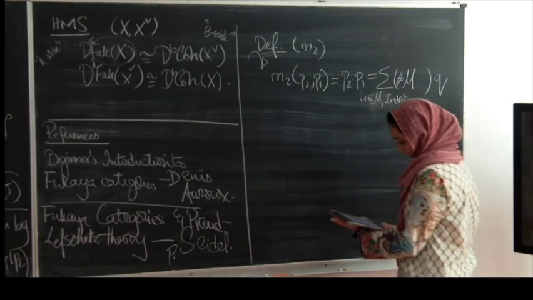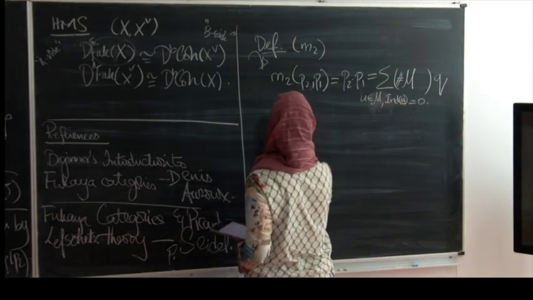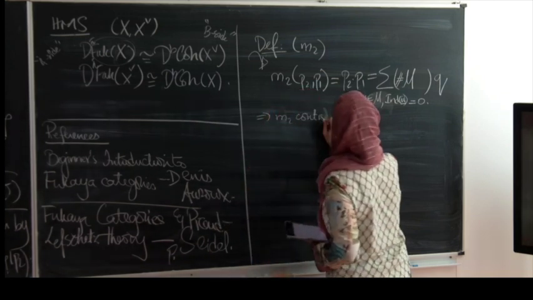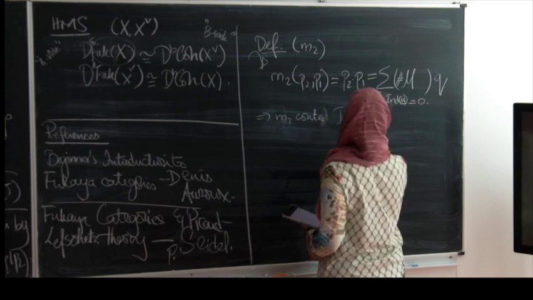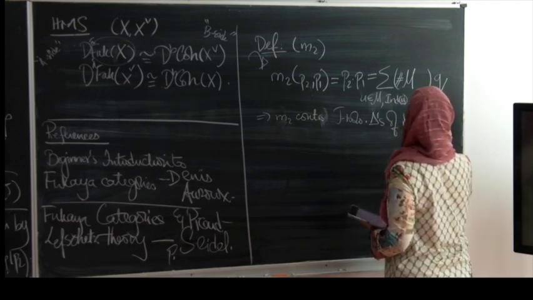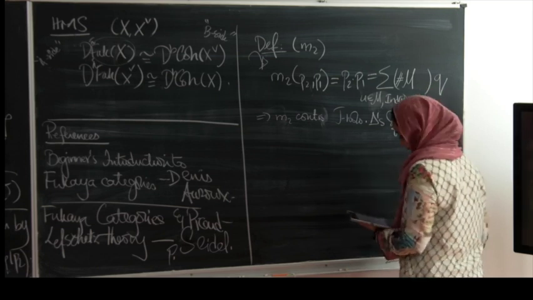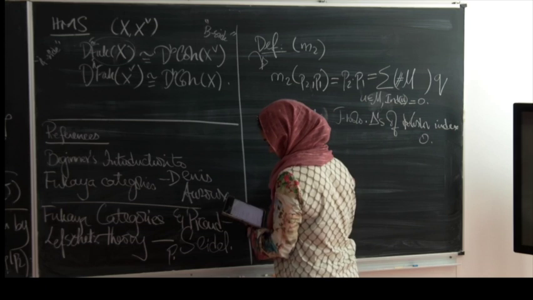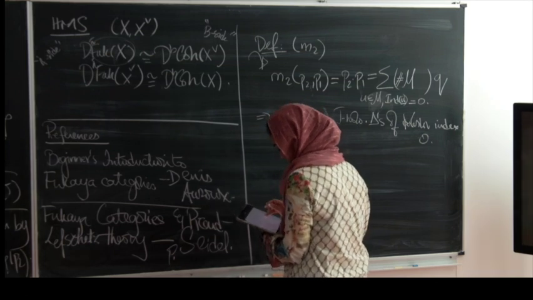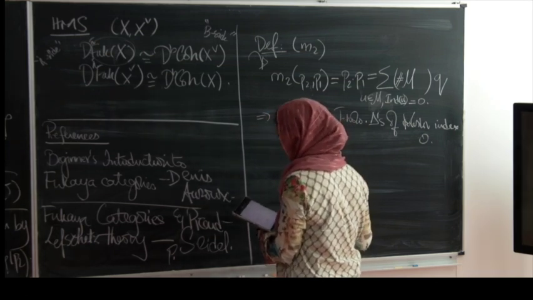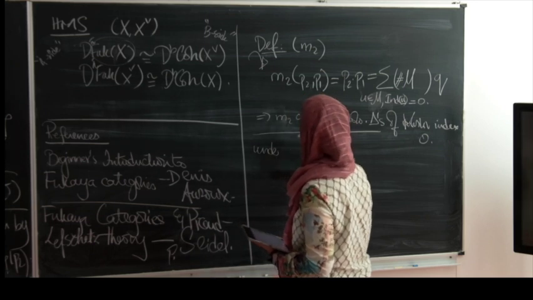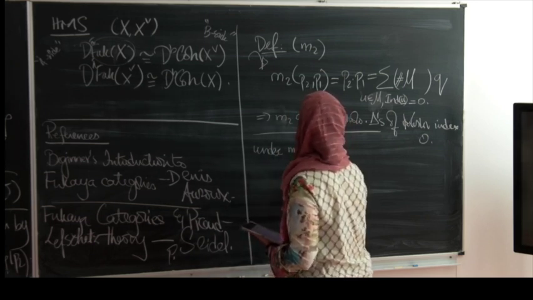Okay, so M2 counts J holomorphic triangles of Maslov index 0. Okay. So it's a product.